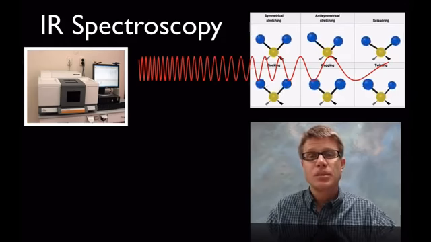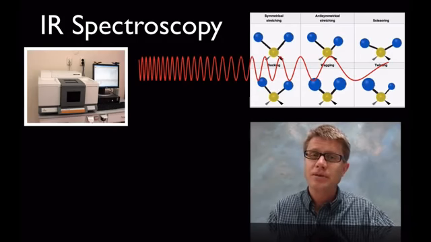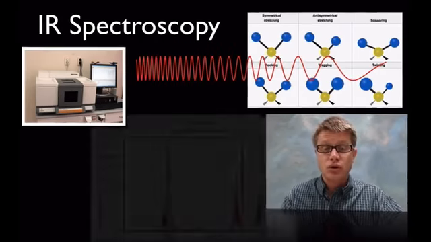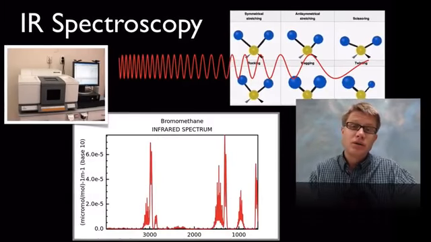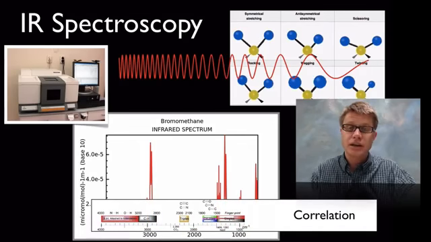It's kind of like pushing somebody on a swing. If you keep pushing them at the right rate, eventually they go higher and higher and higher. And so what happens to that infrared light? It's absorbed. We can use an IR spectroscope to look at what frequencies of light are being absorbed, and then we can use a fingerprint or a correlation like this, and it's going to tell us what kind of bonds we're going to find within that molecule.